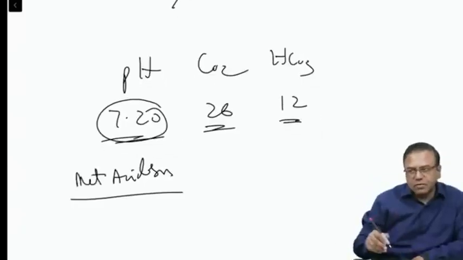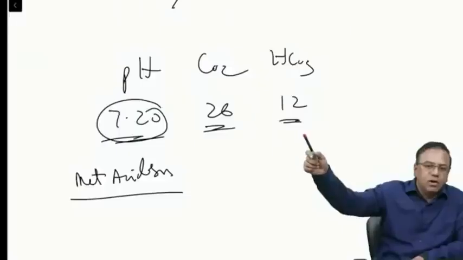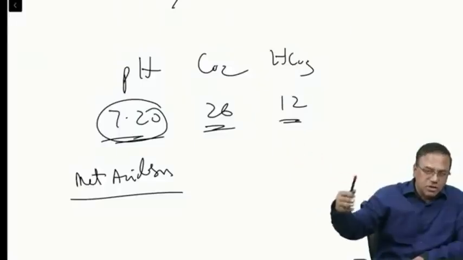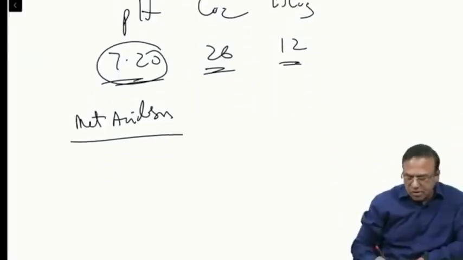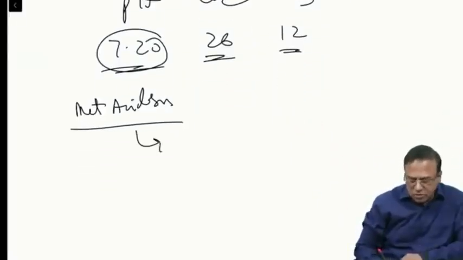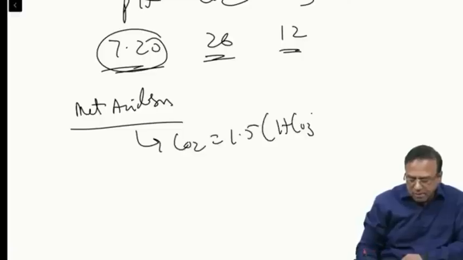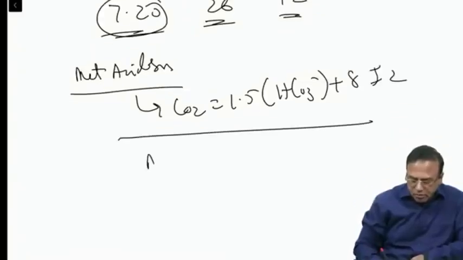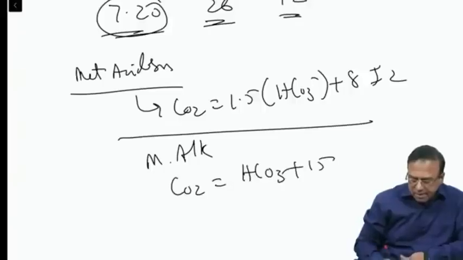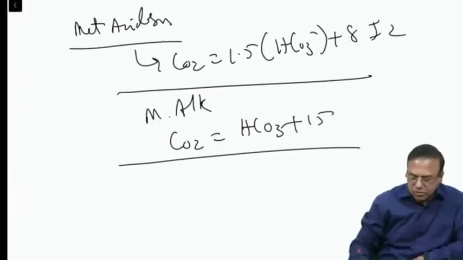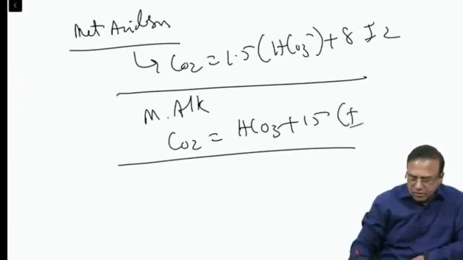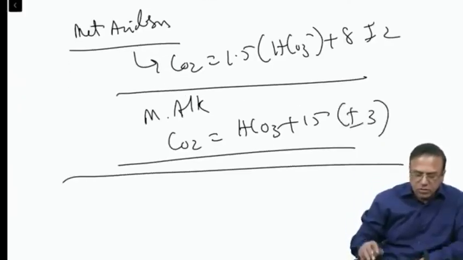Once you've got metabolic acidosis, then you are going to find what the compensation is. And for compensation, you have various formulas. For metabolic acidosis, Winter's formula: carbon dioxide is 1.5 times bicarb plus 8, plus or minus 2. For metabolic alkalosis, the compensation formula is carbon dioxide is bicarb plus 15, plus or minus 3 range. So this is the compensation formula.